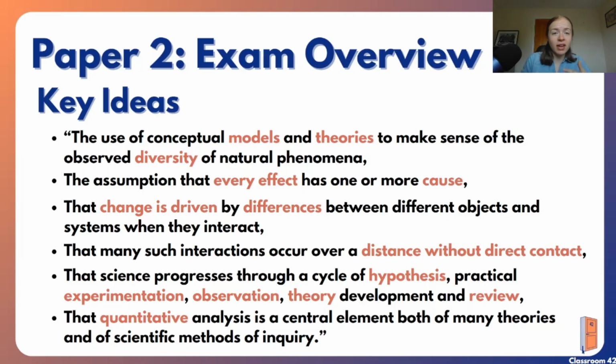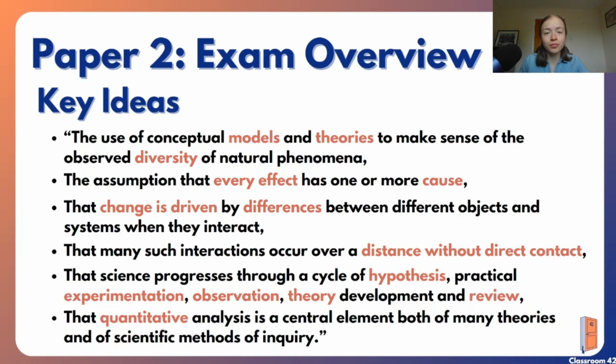That change is driven by the differences between different objects. Many interactions can occur over distance without direct contact. That's particularly important to physics paper 2, which we'll go through in our next video. And that science progresses through a cycle of hypotheses, experimentation and observations, theory development and review, and that quantitative analysis is a central element of theories and the methods that we've discussed. So really getting these principles in mind can help you approach those required practical questions and just your chemistry paper in general.